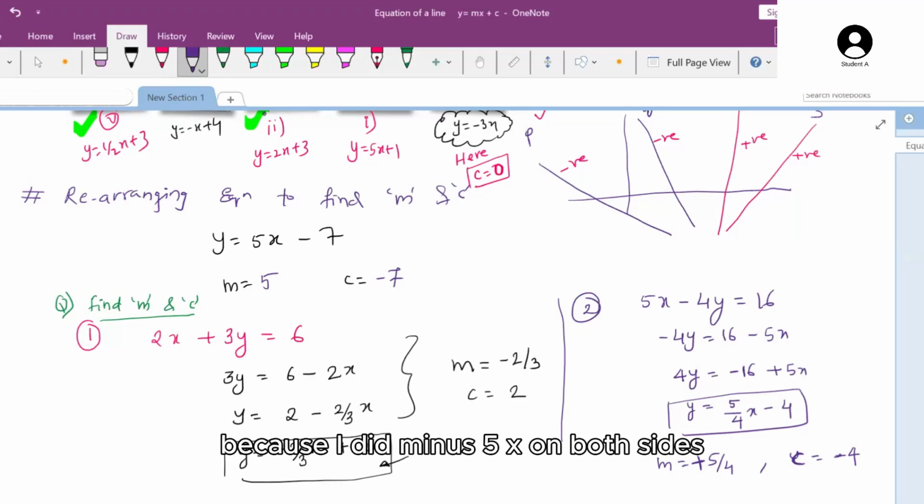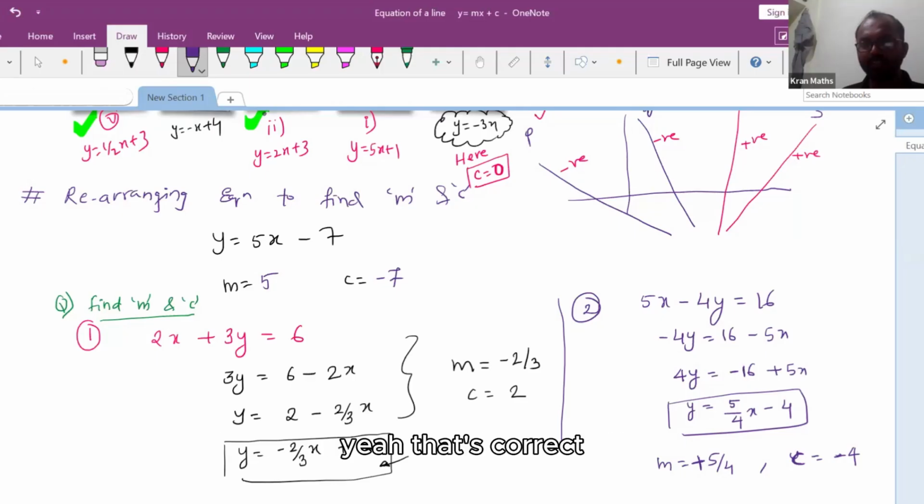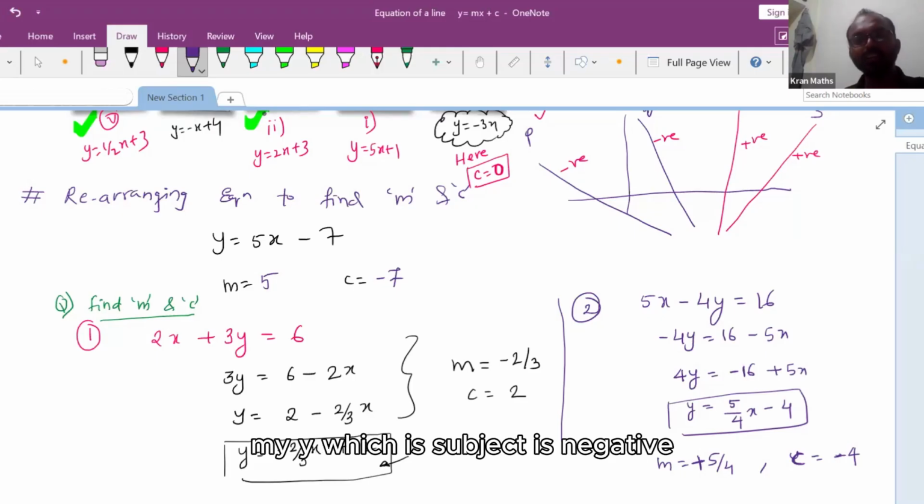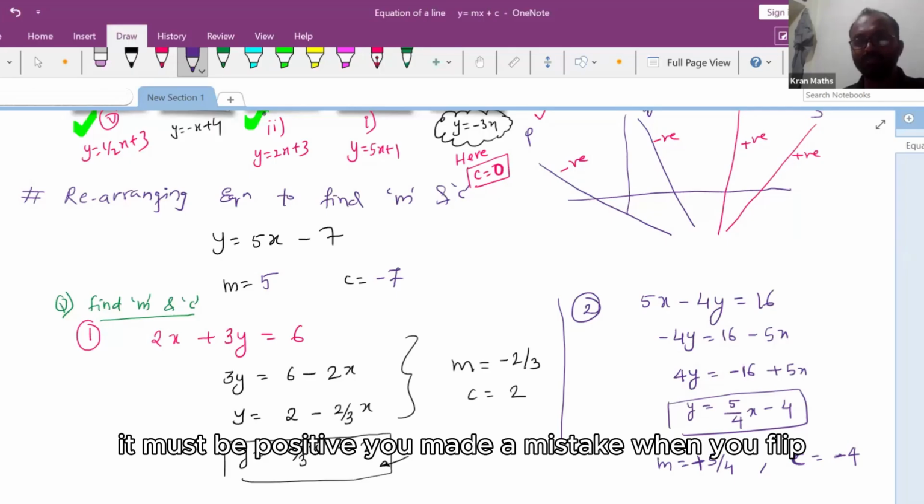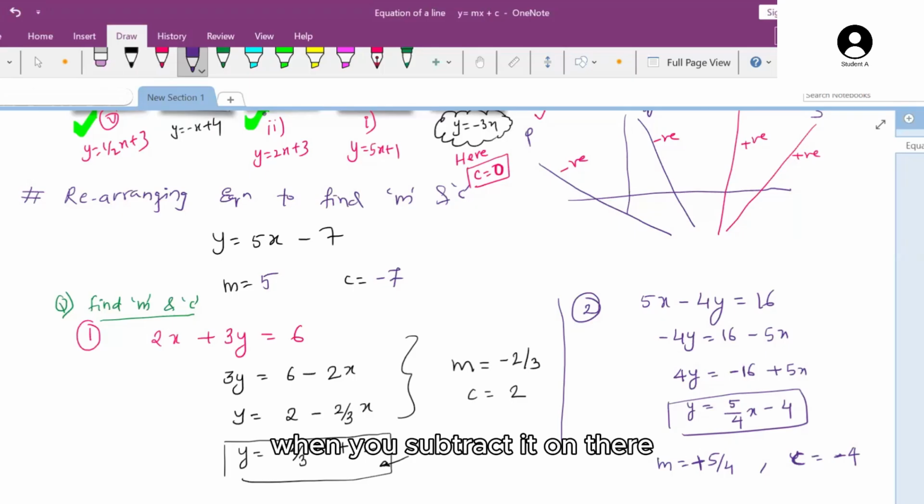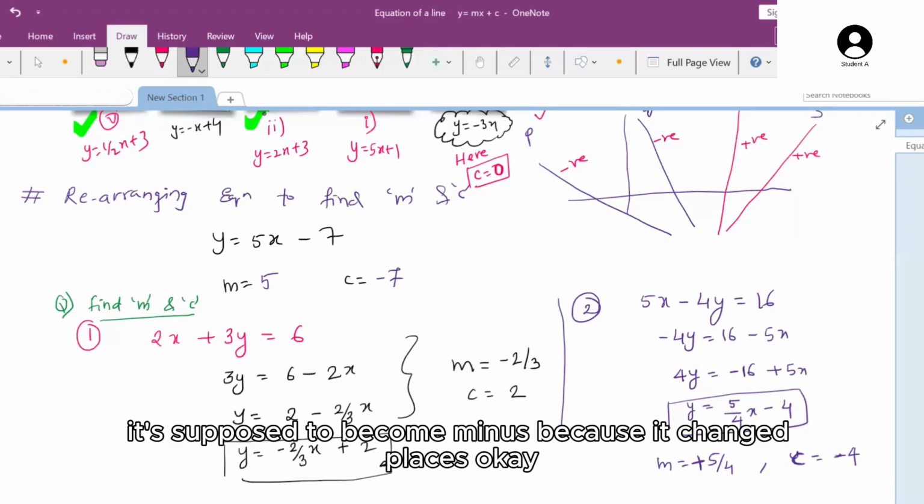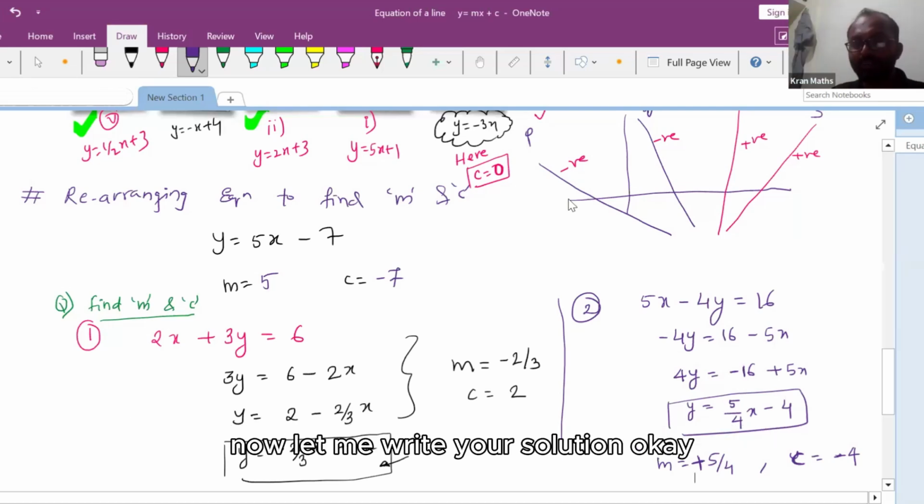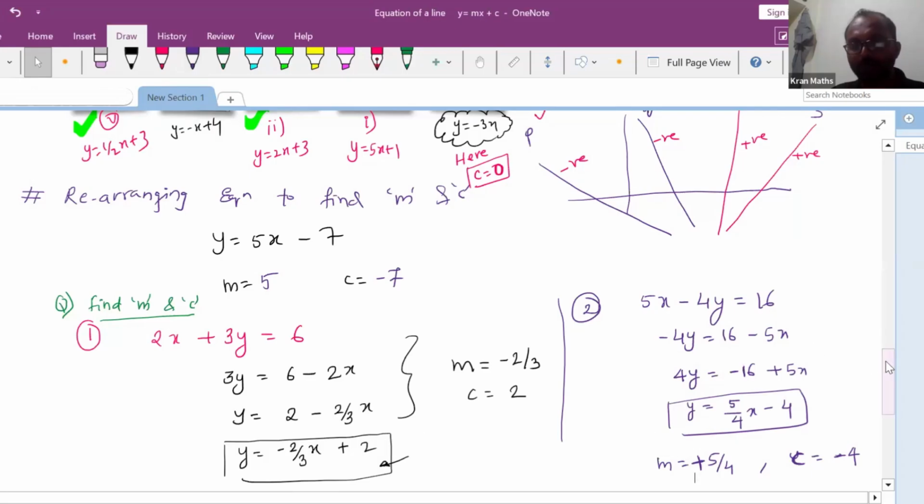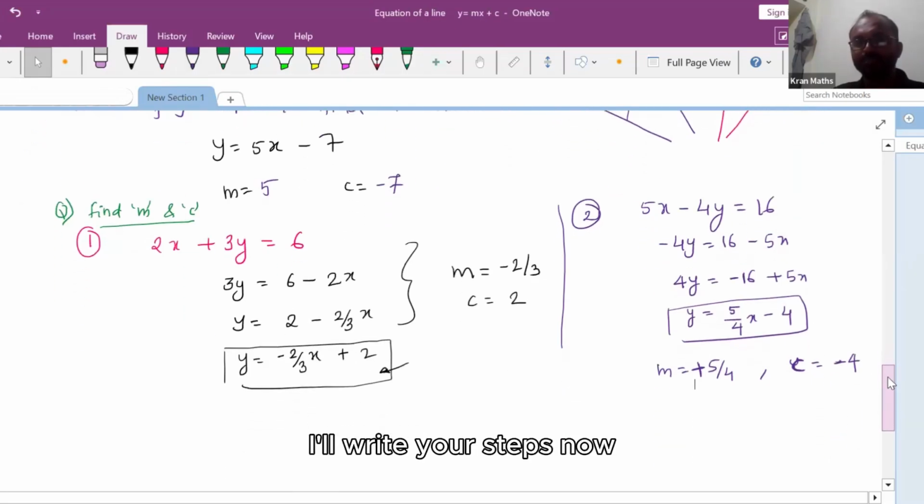Because I did minus 5x on both sides. Yeah, that's correct. But still I have minus 4y, okay? My y, which is the subject, is negative. It must be positive. Oh, you made a mistake. When you subtract it on there, it's not supposed to become plus, it's supposed to become minus because it changed places. Okay, now let me write your solution, okay? I'll write your steps now.